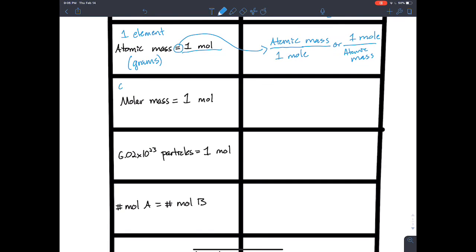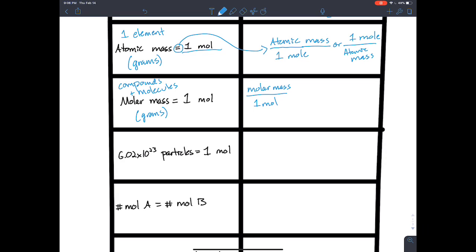Molar mass is for compounds and molecules. So not just one element, but an entire molecule or compound, again, in grams. Okay, so pretty much the same idea here. Any compound or molecule is going to have a molar mass, and that molar mass in grams will equal 1 mole. So we have molar mass per 1 mole.